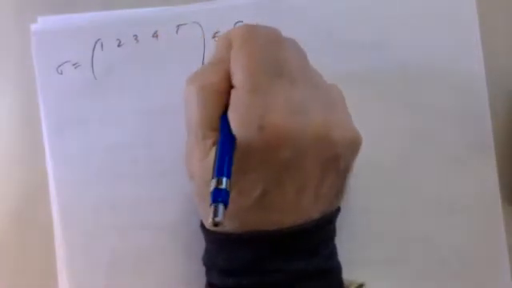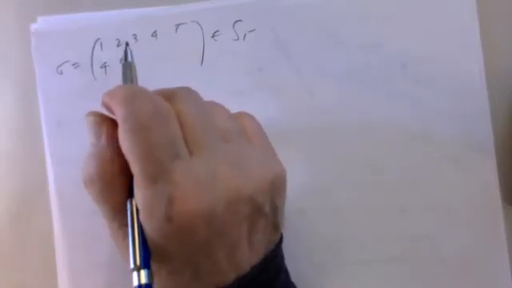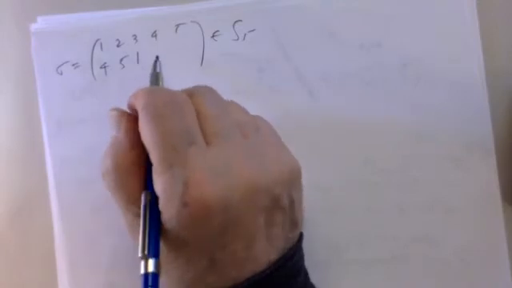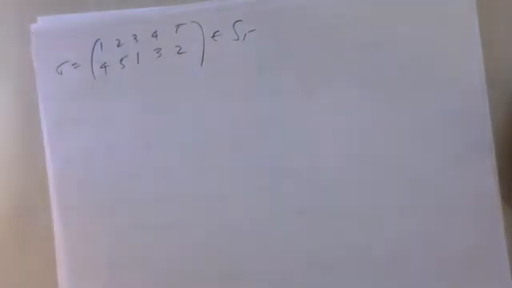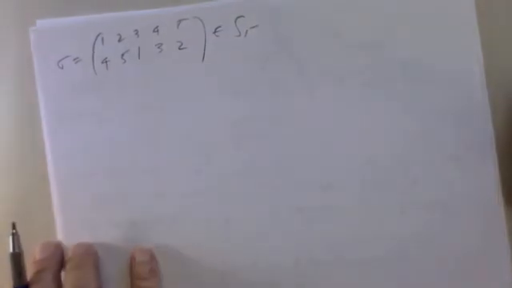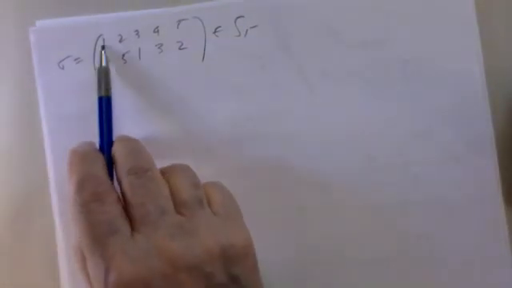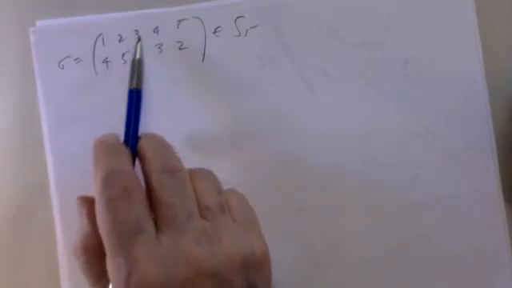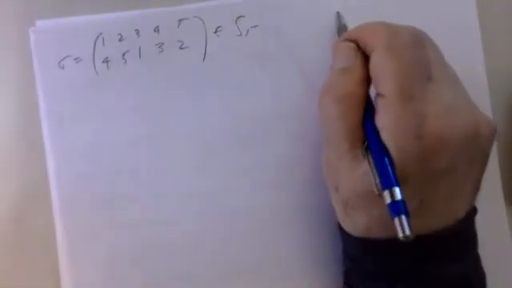Permutations can be a little bit complicated. Suppose I take a permutation in S5. So maybe 1 goes to 4, 2 goes to 5, 3 goes to 1, 4 goes to 3, 5 goes to 2. That's a permutation, right? Sigma of 1 is 4, sigma of 2 is 5, sigma of 3 is 1, and so forth.